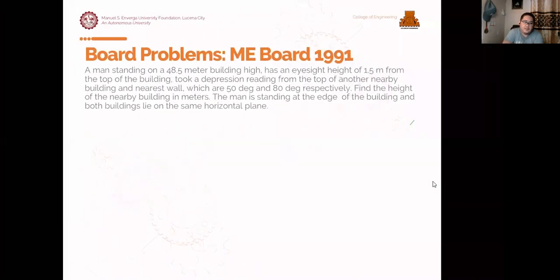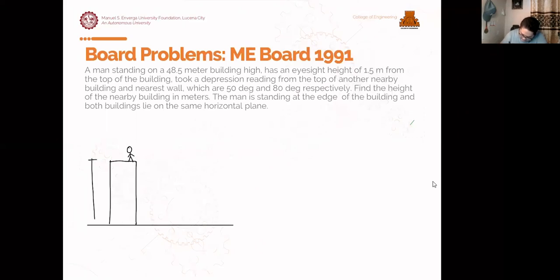Okay, so a man standing on a 48.5-meter building high has an eyesight height of 1.5 meter from the top of the building. Okay, sige, i-drawing na muna natin. So may building, no? Yan daw. Okay, a man standing on a 48.5-meter building height. So may tao dito sa taas, no? So yung taas ng building na yon is 48.5 meters. Okay? Has an eyesight height of 1.5 meters from the top of the building.